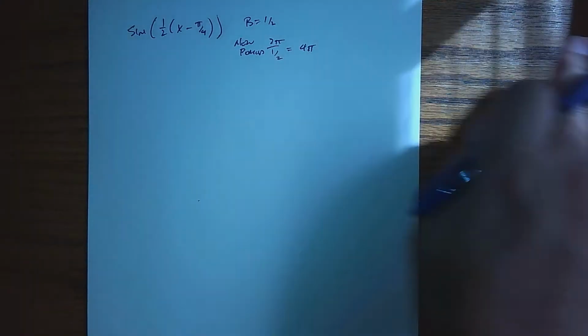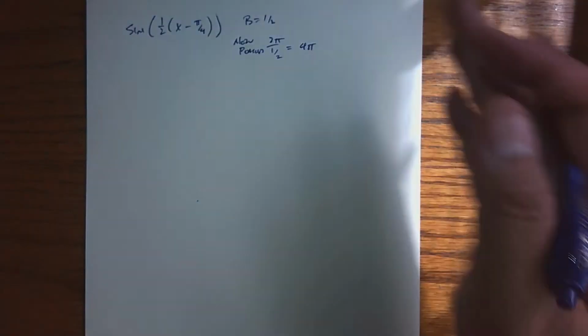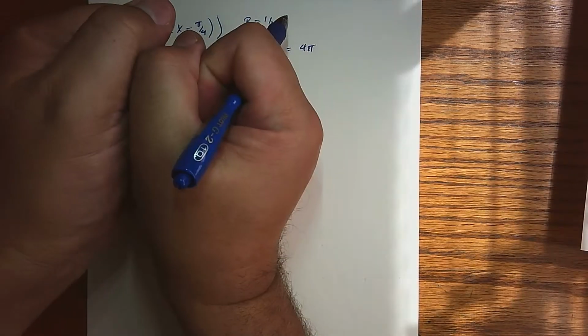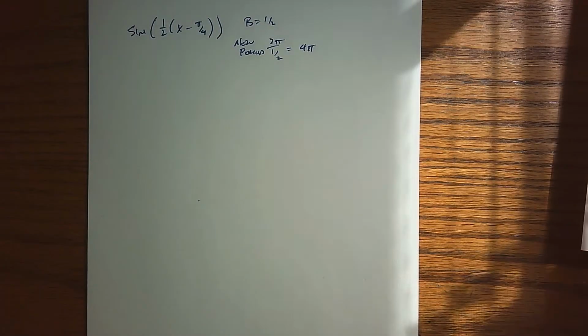So we are horizontally stretching it. So the period is getting longer. We're taking our sine graph and stretching it out.